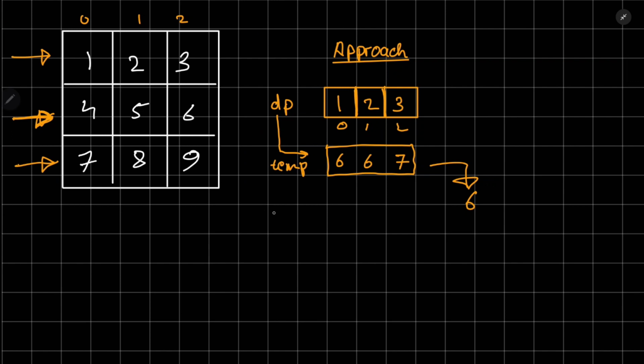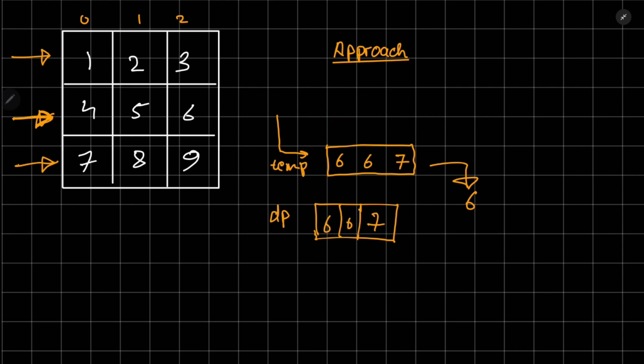So now we will consider the dp array as our temp. We will have this dp array, and we will delete this. We don't need it now. We just want the dp array of the previous row. So now if we have 6, 6, 7, for 7 we can see that we cannot choose this first element.